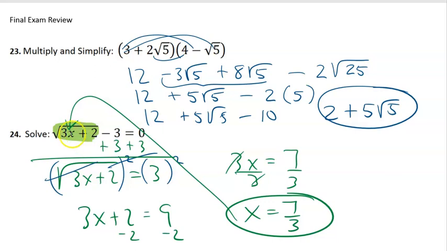If I plug in 7/3, the 3's cancel. It gives me 7 plus 2, and that's under a square root. So that's the square root of 9, which is 3. 3 minus 3 is 0.